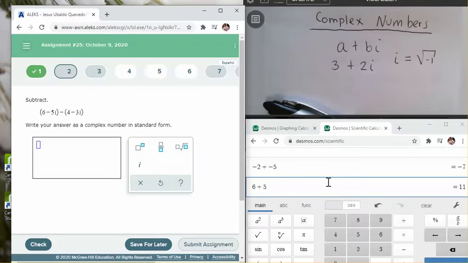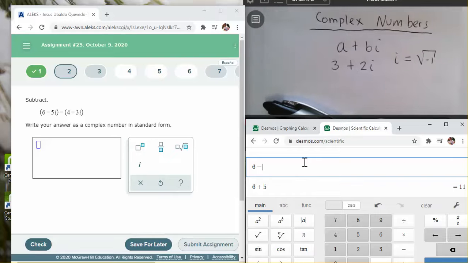Okay, so let's work on exercise number 2. So one more time, what we do is we combine the real part. In this example, the real part is 6. Now it's a subtraction of two complex numbers, so it's minus 4, so that gives us a 2, and then for the imaginary part it is -5 minus -3, so the answer is -2.